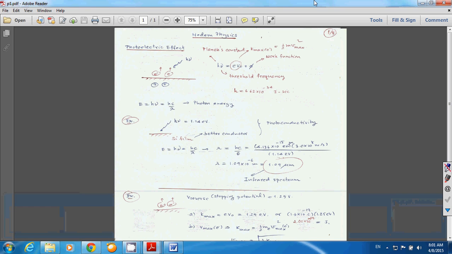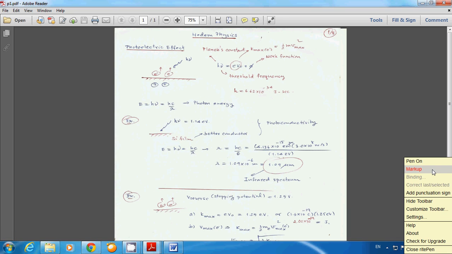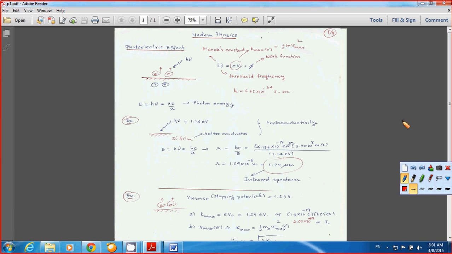Okay, let's start with the photoelectric effect. Many of you are probably familiar with this effect already, so this just refreshes you about the effect, how it happens, and what kind of equations are associated with the photoelectric effect.